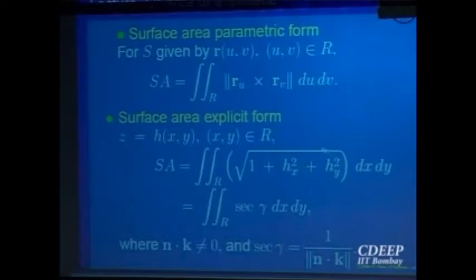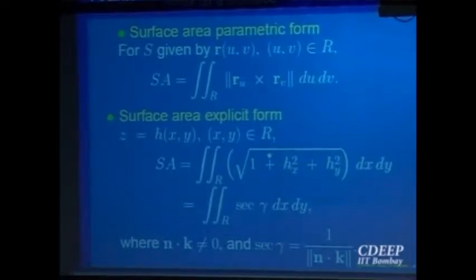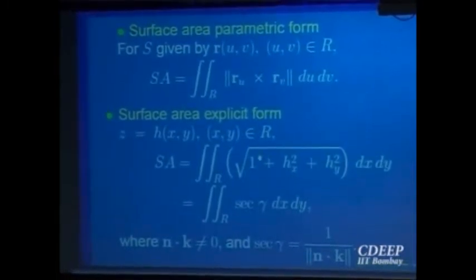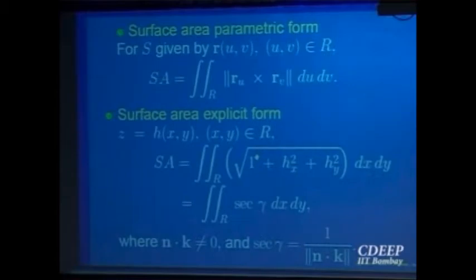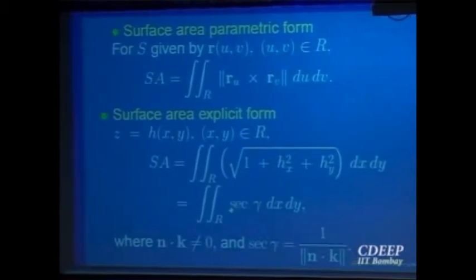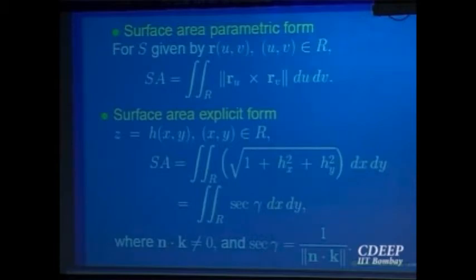And we also showed that this can be represented in terms of the angle between the unit normal and the k vector. This angle is always an acute angle, so we get secant gamma. And this we can represent only when n dot k is not equal to 0, because n dot k will give you only cos gamma. We are looking at secant gamma, so that should not be equal to 0. Of course, that condition has to be put.